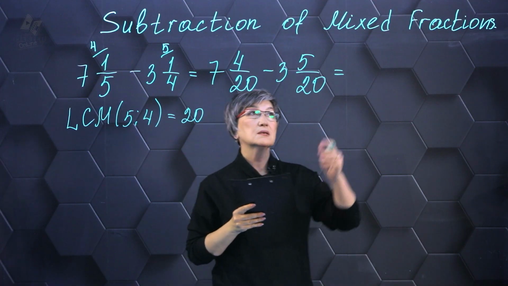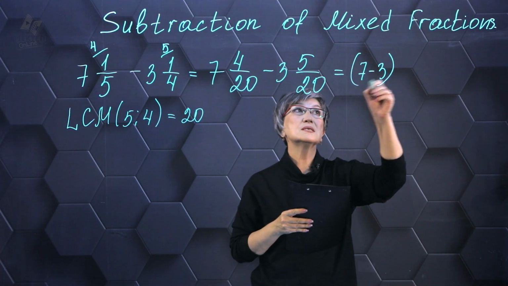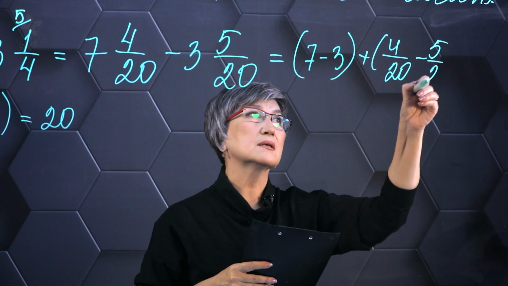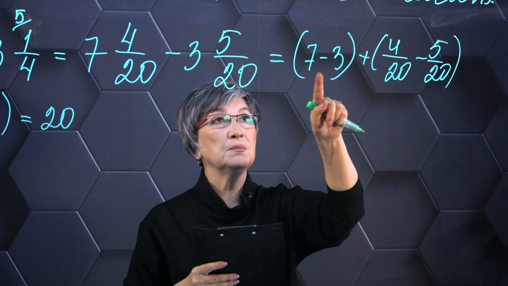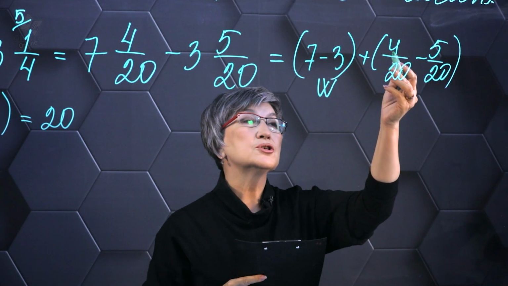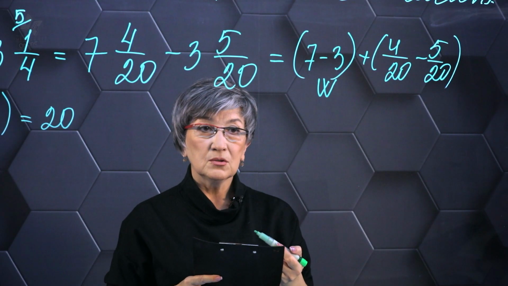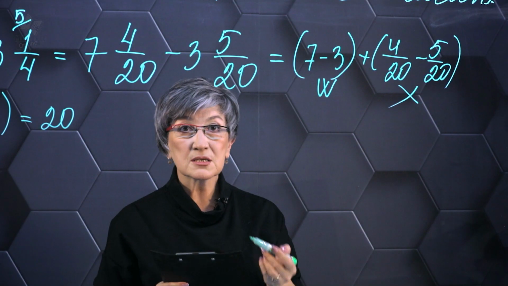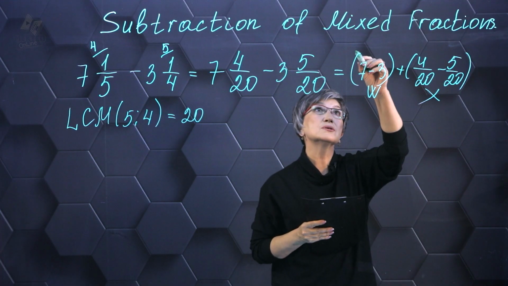What do we have to do? We have to subtract 3 from 7, and then from 4/20, subtract 5/20. But notice from 7 we subtract 3. That's fine. But we can't subtract 5/20 from 4/20. So there's something wrong here. We can't perform the action here. What should we do in this case? We go back. That is wrong.